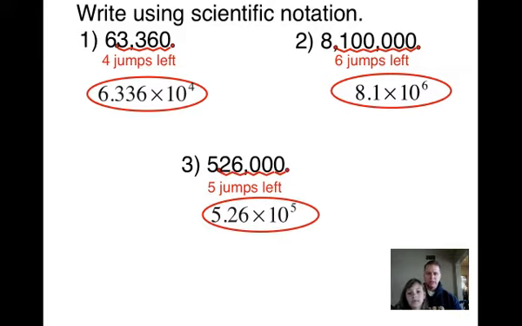So if you want to be a scientist, you need to understand scientific notation.